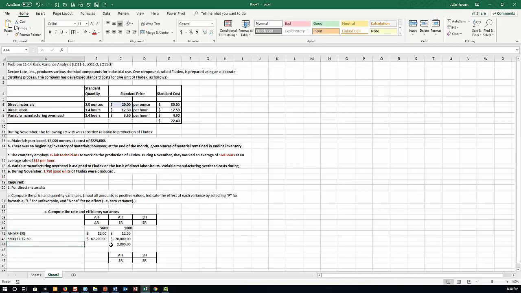Okay, would that have given me the same answer? Yes, it would have. So if you prefer to use that formula, that is fine. I'll keep working on this formula right here. Now, for my standard hours, how do I figure that out?